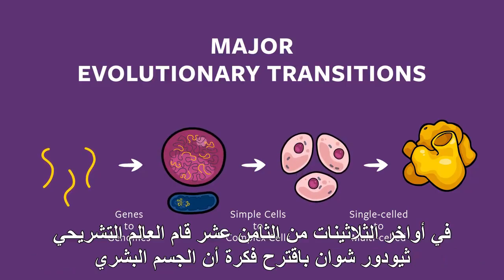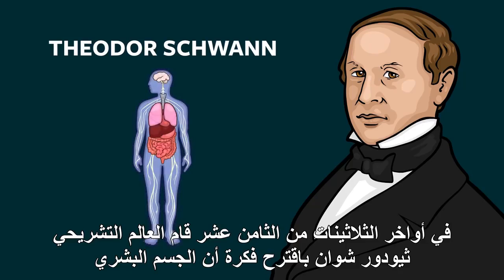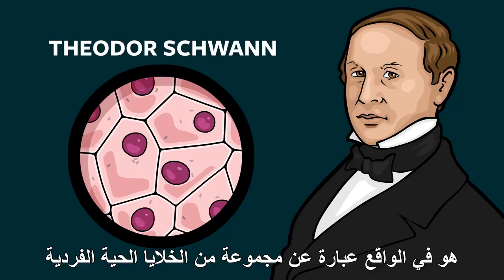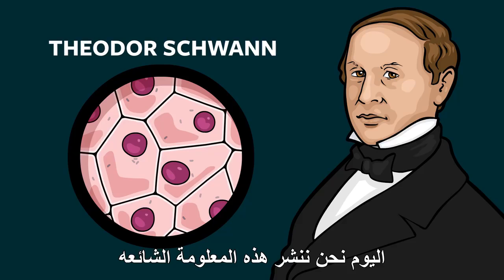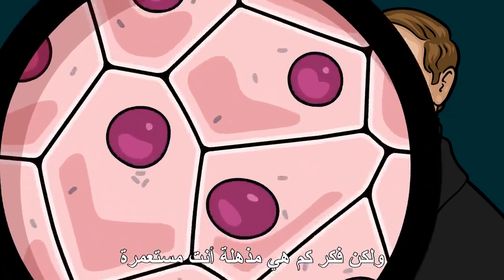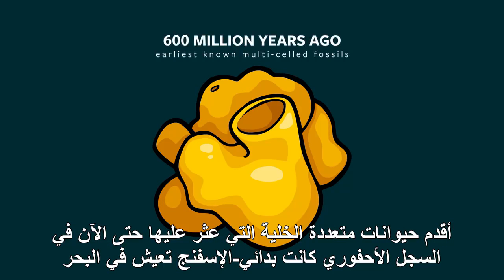In the late 1830s, anatomist Theodor Schwann formalized the idea that the human body, instead of being a single living thing, is actually a collection of individual living cells. Today we tend to shrug this off as common knowledge, but think how amazing this is. You are a colony. The earliest multi-celled animals found so far in the fossil record were primitive sponge-like creatures living in the sea.